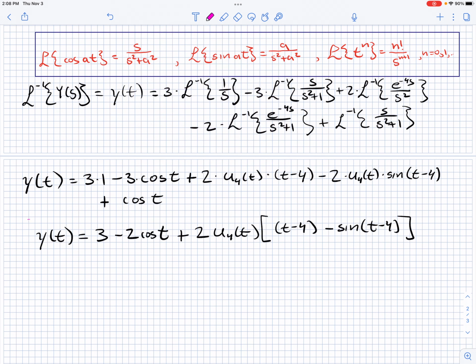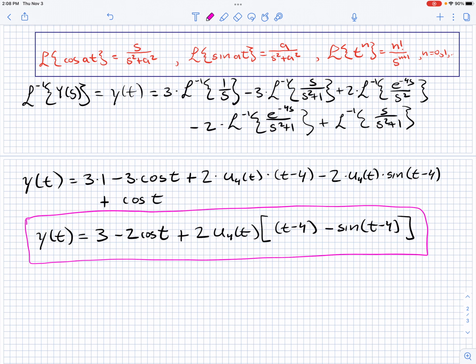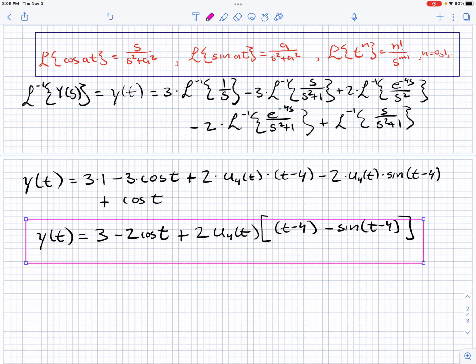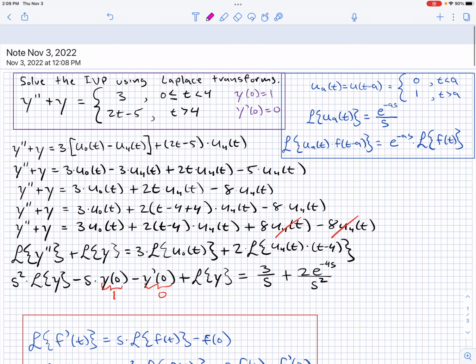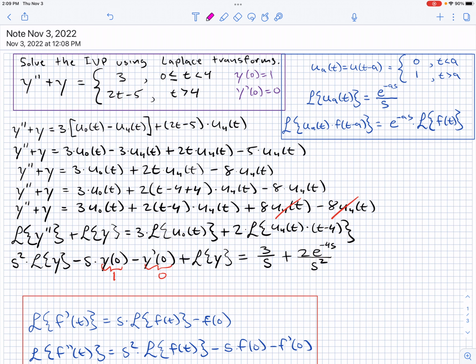And one last thing, just to keep you on this video, I guess. Box in the answer. There we go. And that is our function that fits this initial value problem. So I hope that was helpful.